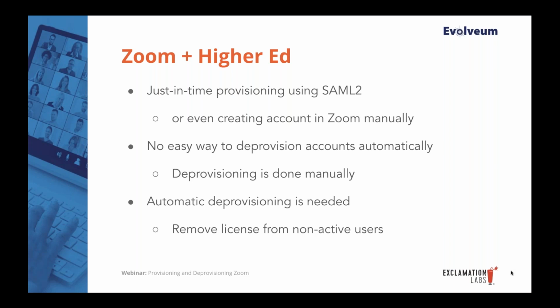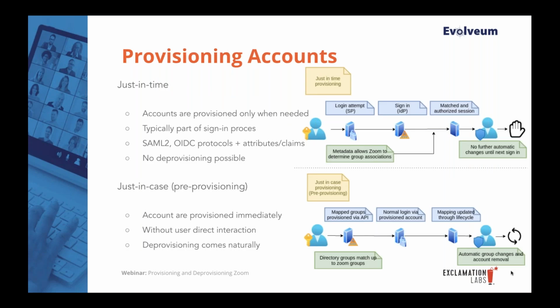So what are the options for it? I want to talk about different methods of provisioning and deprovisioning accounts. So I already explained just-in-time, which starts with the user signing in to the service provider, which is Zoom in this case. And as a part of the sign-in process, all necessary attributes are processed and the account is created automatically.